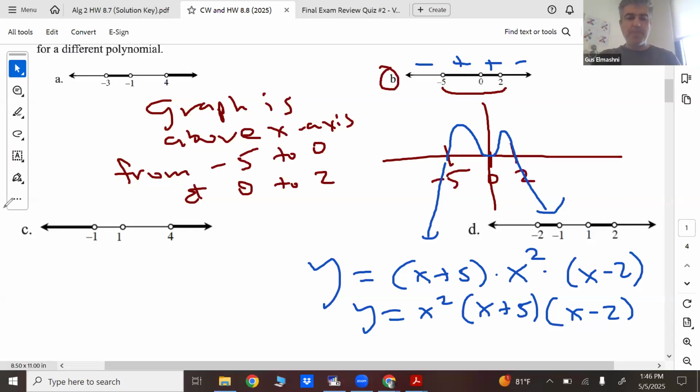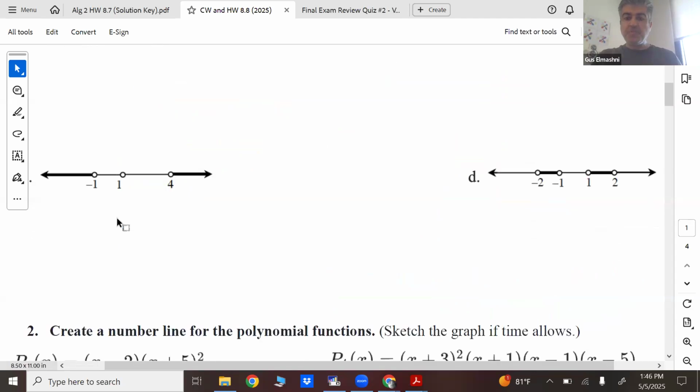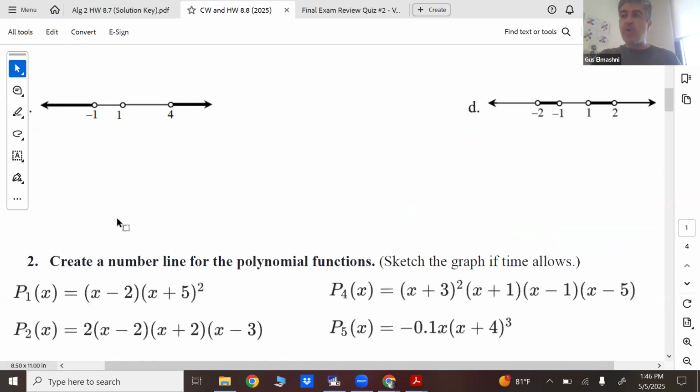Okay, let's try this a couple more times and then we'll move on to the next page. And then we're going to create number lines for the graphs for the equations below. All right, here we go. Part C. Plus, minus, minus, plus, minus, plus, minus, plus, minus. So I'm adding a little more to this. Okay, now you guys got a hang of it.